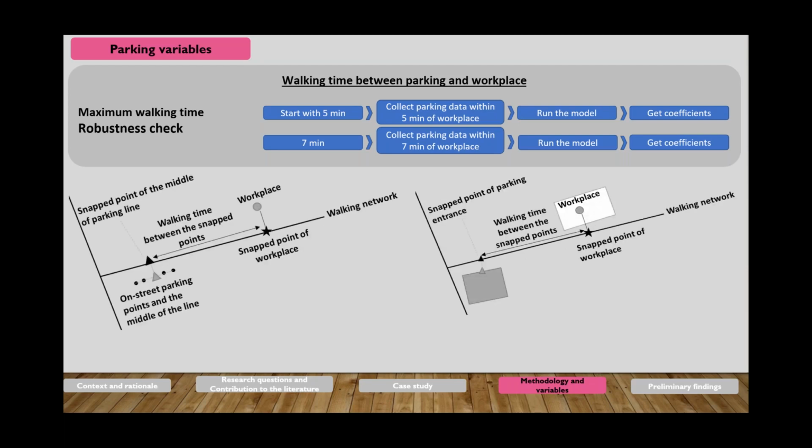To calculate walking time, I snap the workplace and parking to the walking network I'm using, and I calculate walking time between these 2 snapped points. And at the end, I calculate the average walking time between each workplace and its nearby off-street and on-street parking as the main explanatory variables in the model.